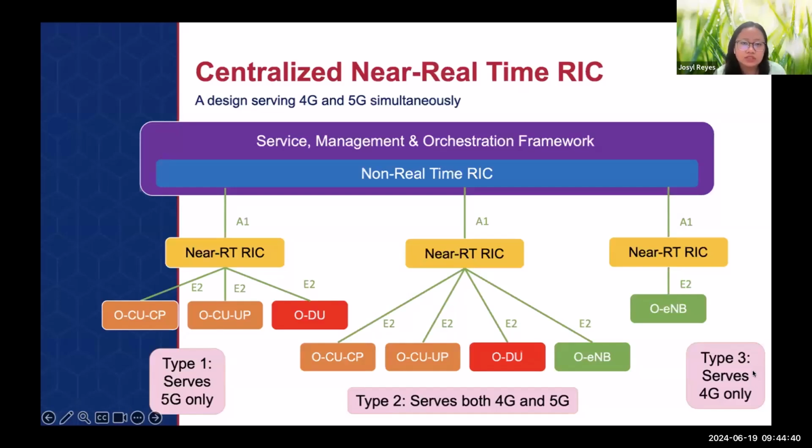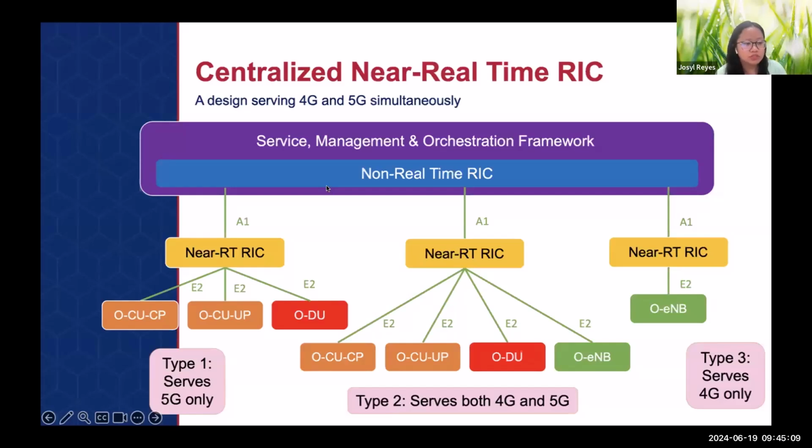And so the centralized near real-time RIC, this one can handle like one RIC handling different nodes, whether the node is just 5G or 5G and 4G or just 4G. Ayan. So just one RIC, no? Itong tatlong to, magkakaibang type lang. So parang lahat sila, they are all centralized near real-time RIC types.